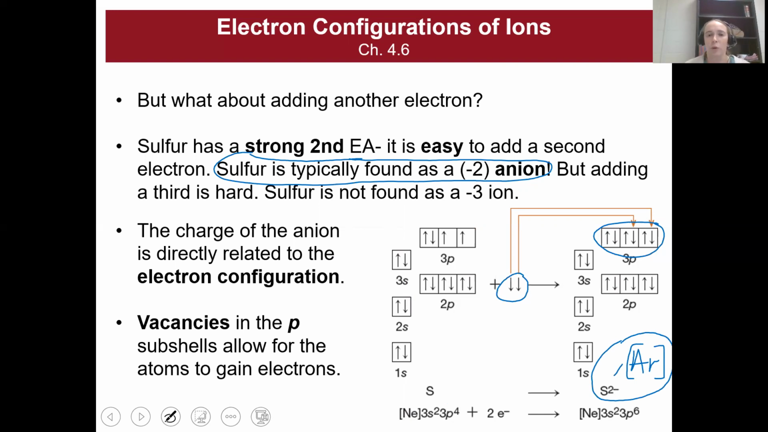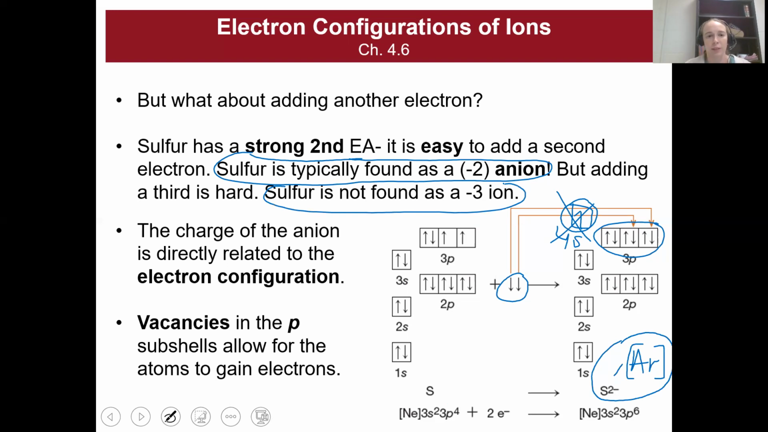But adding a third one would be super hard. If you look at the third electron affinity of sulfur, it's going to be a negative number probably. Because if we tried to add in this 4s electron, you'd be adding an electron to a whole other shell, a whole other electron shell, and that's bad. So sulfur is not found as a -3 anion. We can't add 3. We can add 2 very easily.